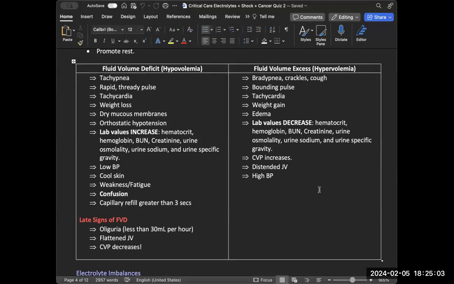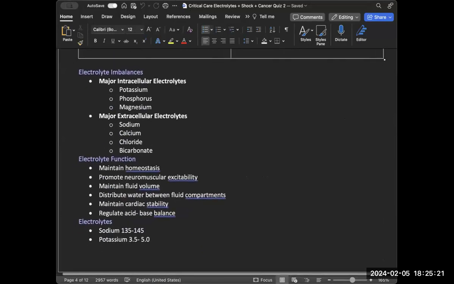And the CVP is going to increase. Their jugular veins are also going to be distended because of all that extra fluid, and they have a high blood pressure. So if you know one, you know the other, because it's going to be the complete opposite. Are there any questions on anything that I just said?